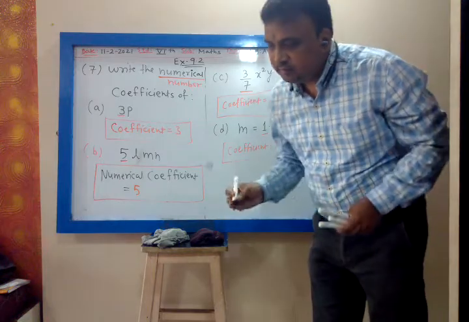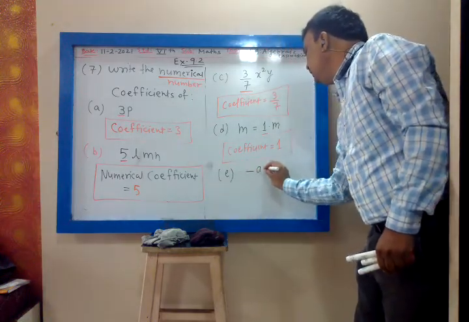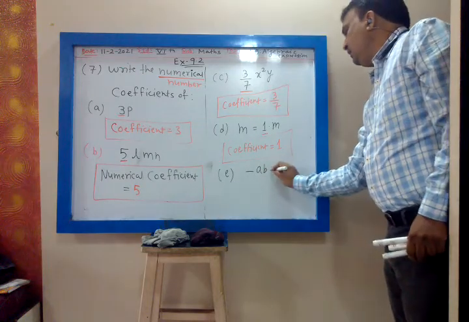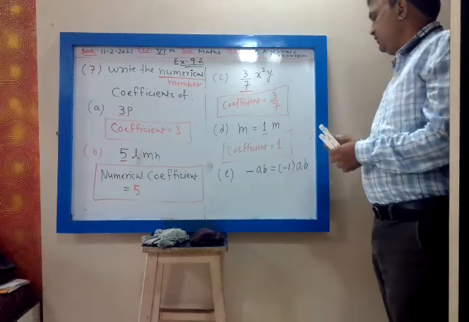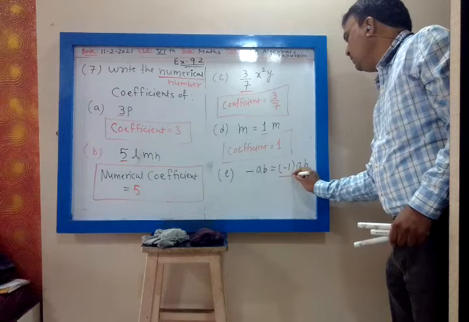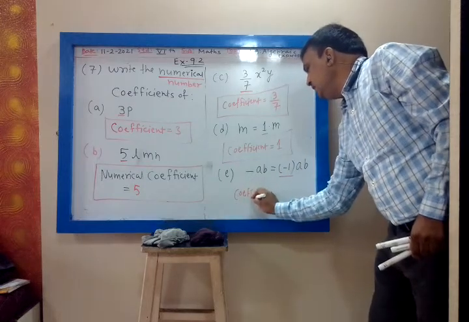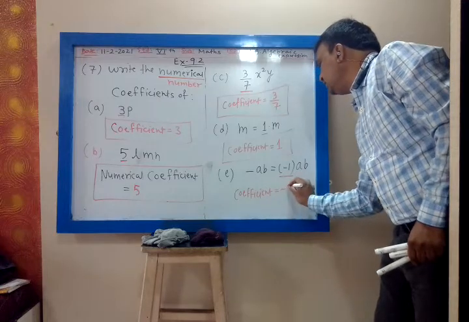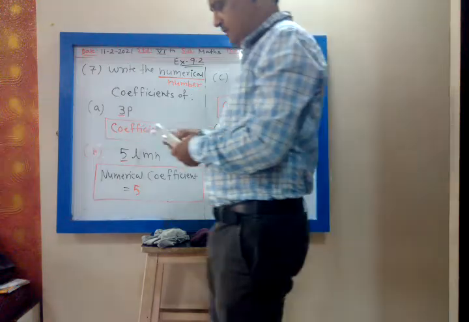Then E, minus AB. What can I write? Minus 1 into AB. So minus AB I can write as minus 1 into AB. So what is my numerical coefficient? Minus 1. My numerical coefficient is minus 1.